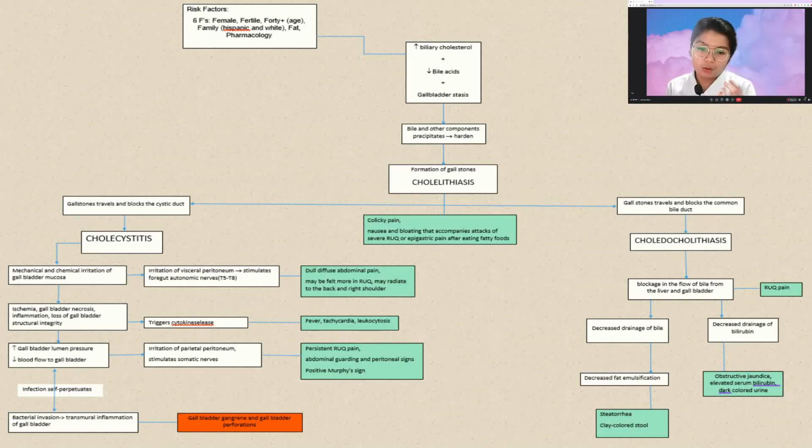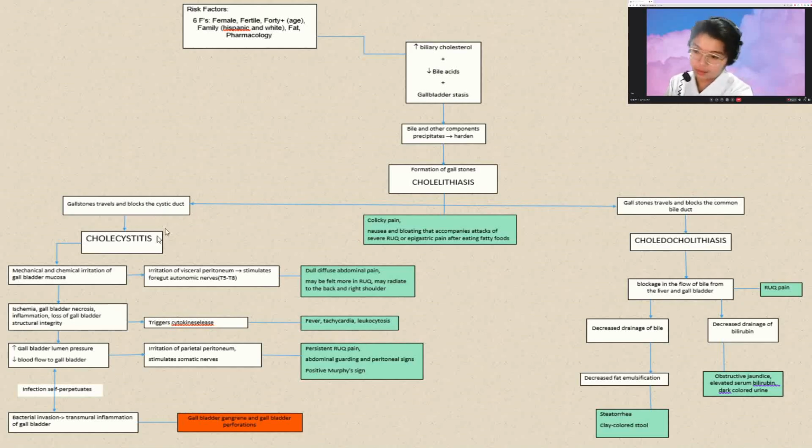Now, when there are stones in the gallbladder, it impedes this function, therefore causing this epigastric pain. So now there are gallstones in the gallbladder. What happens next? What if the gallstones travel and block the cystic duct?